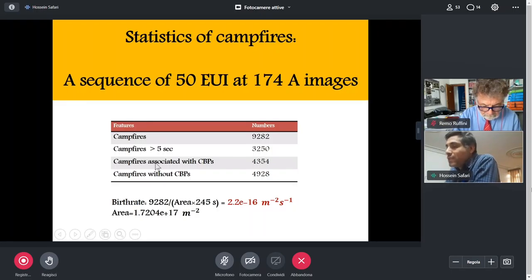Campfires that appear inside or are associated with CBPs number more than 4,300. We computed the birth rate for campfires here, dividing the number of detected campfires by the area of the study and the time interval of 50 images. We find the birth rate is about 2.2 times 10 to the minus 60 per square meter per second, and it is roughly equal to that of explosive events.